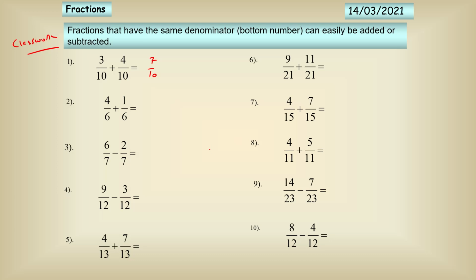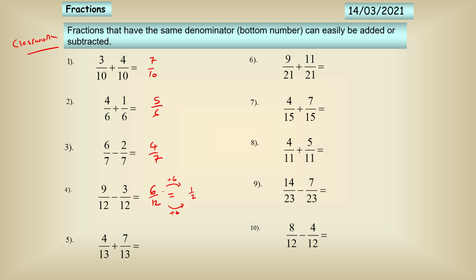Right then, on these, let's have a look at what we've got. I got 4 out of 6 plus 1 out of 6, so we should have 5 out of 6. This is a subtraction, so the same rules apply. Same denominator, so 6 take away 2, it's 4 out of 7. 9 take away 3, same denominator, so we get 6 out of 12. But with equivalent fractions, we can simplify this. We got something that goes into the top, divide by 6 and divide by 6. So we should have a half.